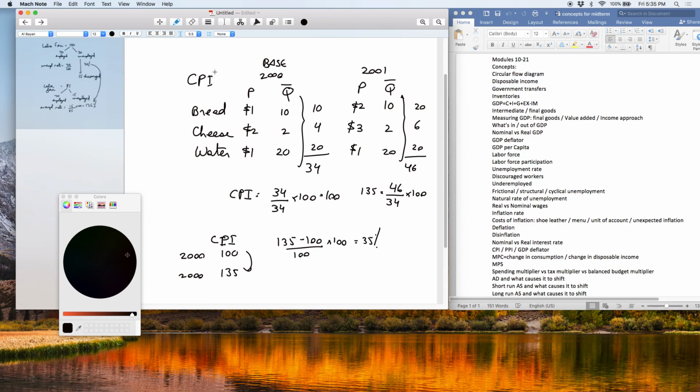Okay? We have other indicators of price level. So the CPI includes a certain subset of goods that the typical consumer buys. We have the producer price index, which follows the prices of a subset of goods that the typical producer buys. And then, of course, we have the GDP deflator.